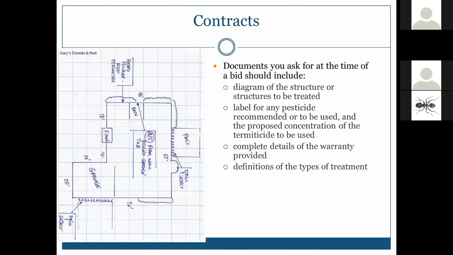So, termite contracts. If you are getting a termite treatment done, you need to make sure that you are asking for particular documents. So they should be diagramming your structure and showing you where they're treating, marking where they're finding termites or conducive conditions. And a conducive condition is going to be something that will lead to a possible termite infestation. So you should have something that looks similar to what is on the slide here.